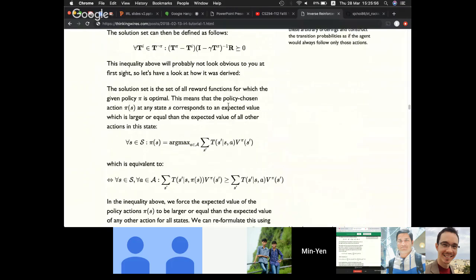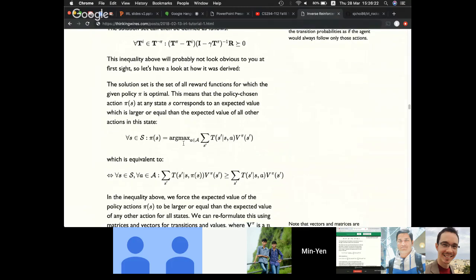The solution set is the set of all reward functions for which the given policy is optimal. This means that the policy-chosen action by S at any state corresponds to an expected value which is larger or equal to the expected value of all other actions in this state, right? So this is summarizing that, right?